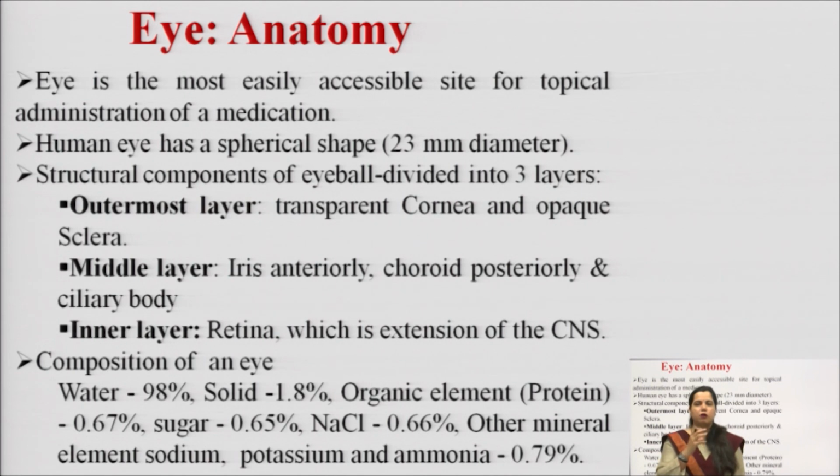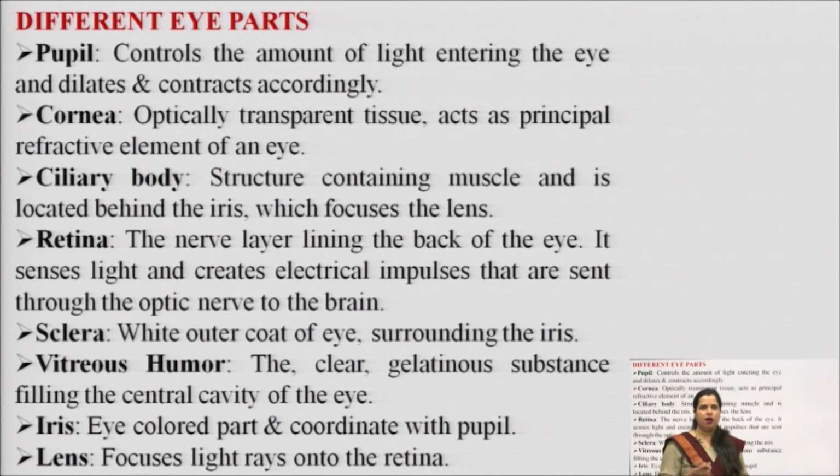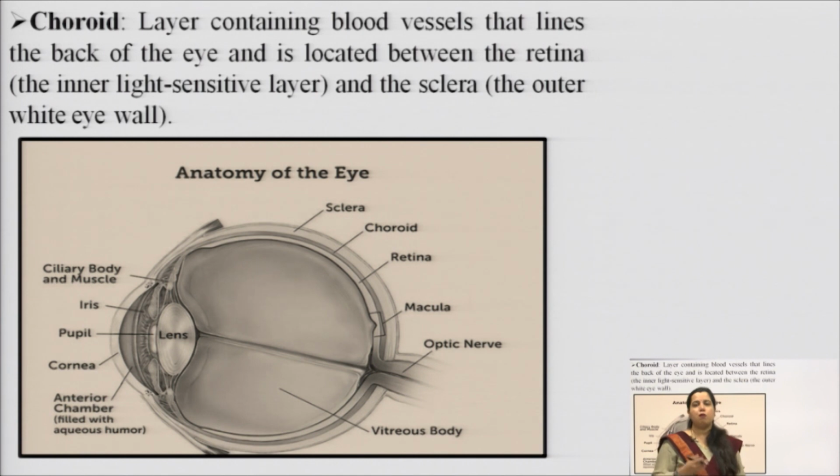It also includes the basic anatomy of the eye, what parts are present in the eye, and we can target individual or effective regions in the eye for better drug administration. If we make the formulation, then we should first know the various parts of the eye and their roles. So, we have discussed all these parts in detail: pupil, cornea, ciliary body, retina, sclera, vitreous humor, iris, lens, choroid, and many more. This is the basic anatomy of the eye.